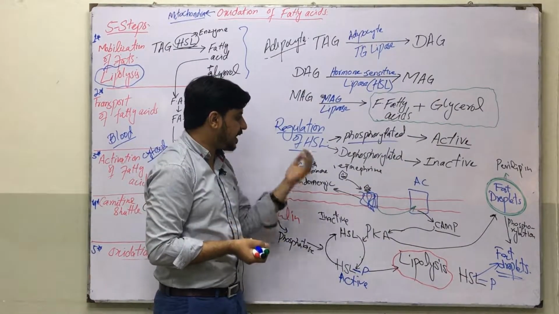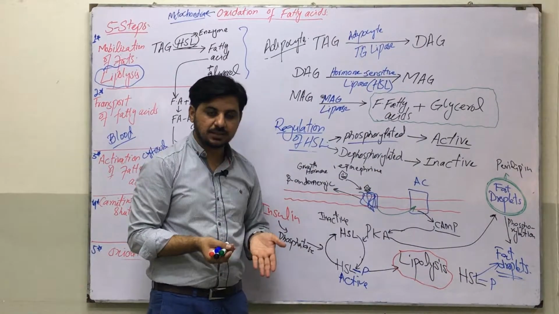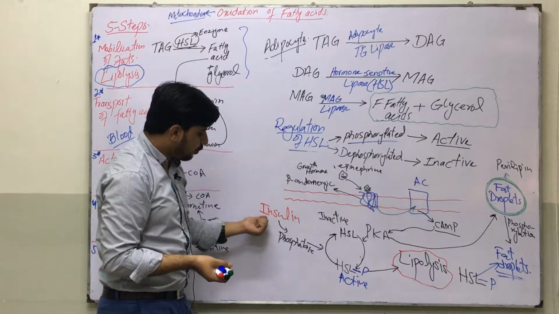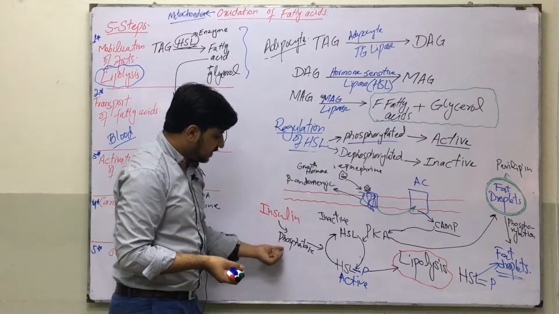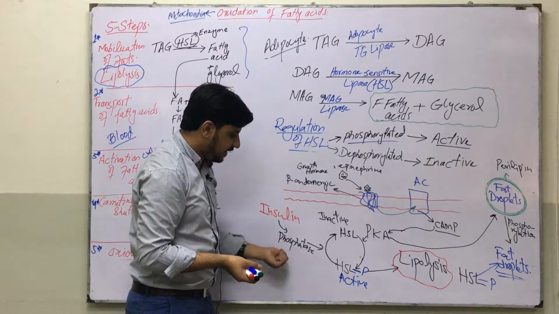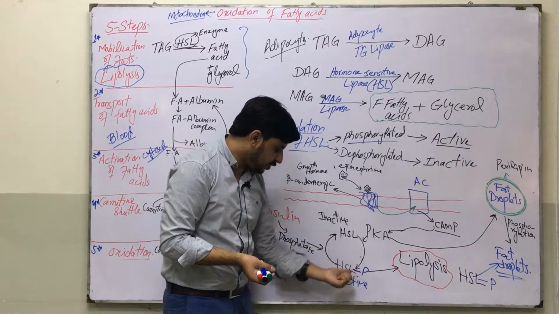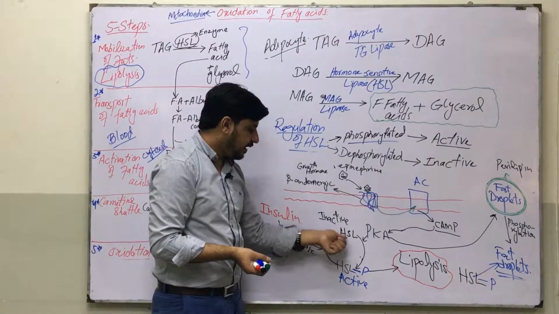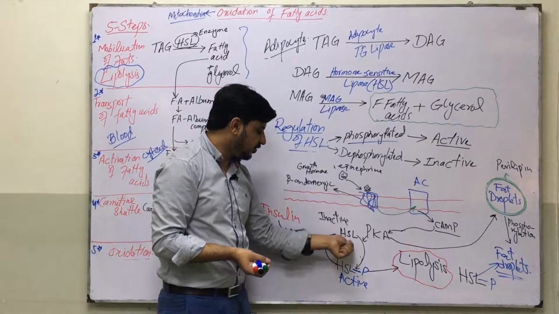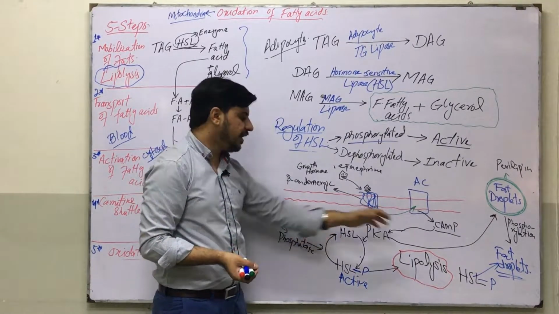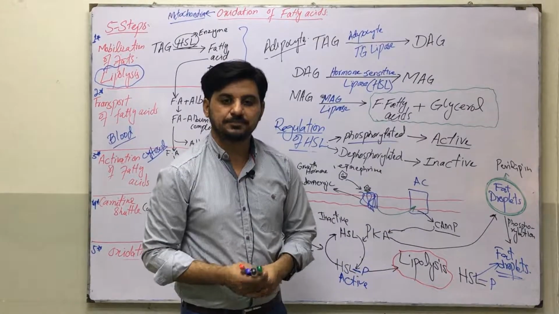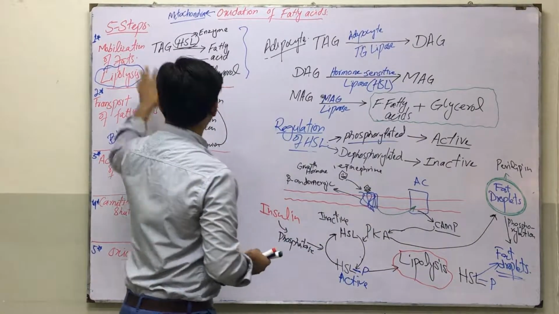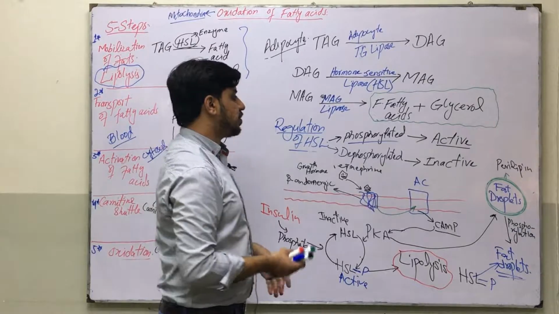And whenever this enzyme has to be inactivated, at that time the insulin hormone will come. It will activate the phosphatase enzyme, and the phosphatase enzyme will simply remove the phosphate from this enzyme HSL, and it is again in the dephosphorylated form. When it is in the dephosphorylated form, it will become inactive and lipolysis will stop. So this was, we can say, the first step of oxidation of fatty acids.